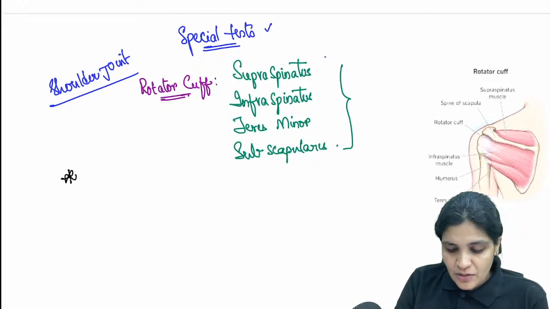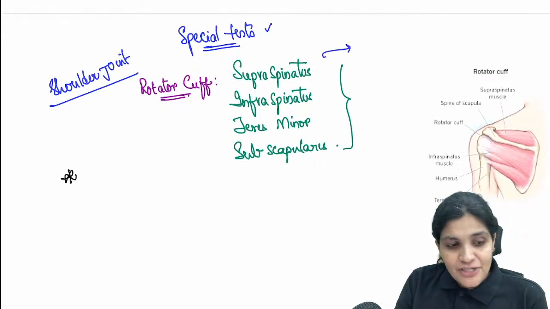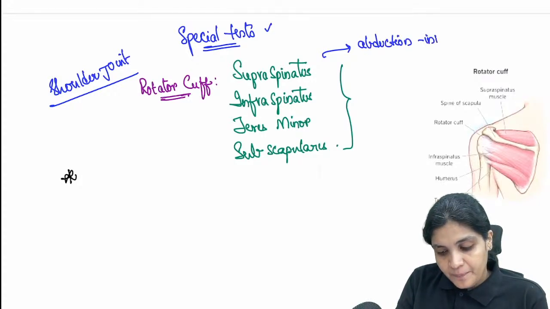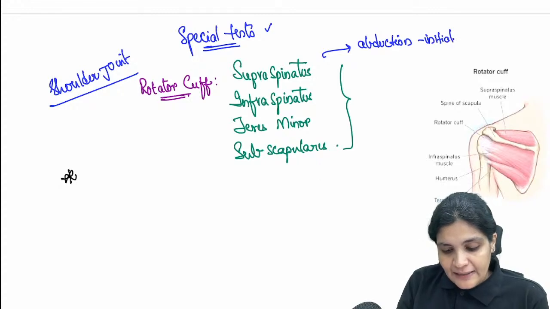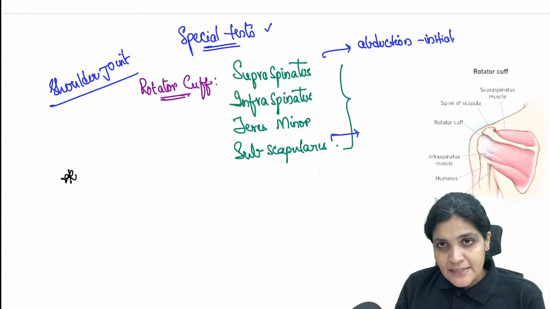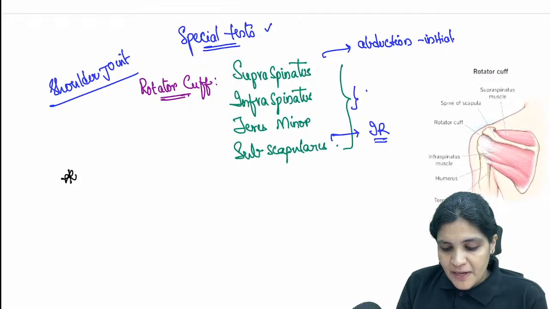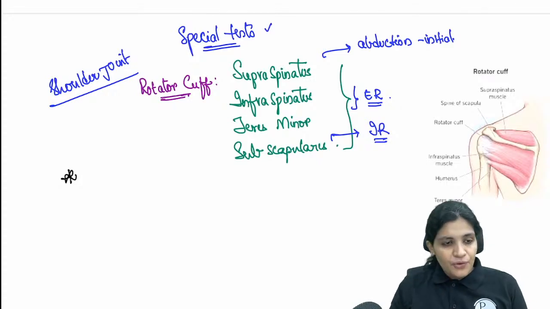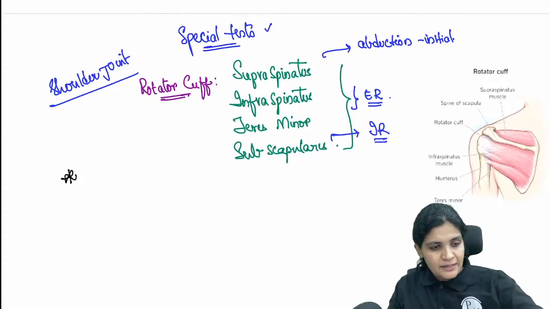That is very important. Coming to the supraspinatus, the action is abduction, that is the initial abduction, right? And then the subscapularis, internal rotation. And infraspinatus and teres minor are for external rotation. So this is what you have to remember in case of the rotator cuff muscles, right?